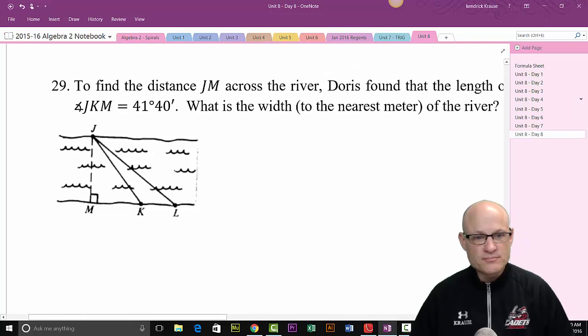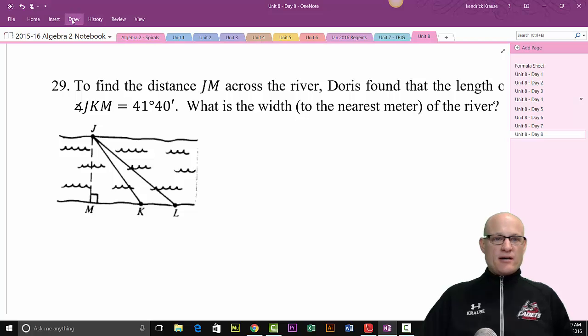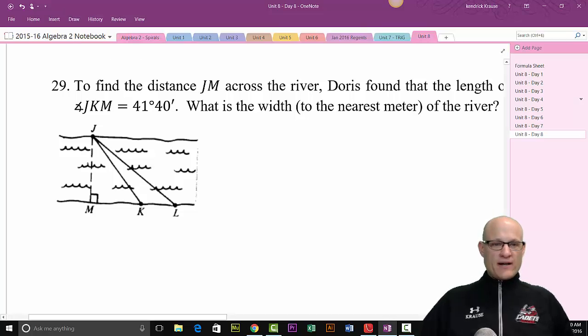Find the distance JM. So let me get my red pen out. We're going to find the distance JM, this distance right here, X. Let's see. Angle JKM, that's this angle, is 41 degrees, 40 minutes.